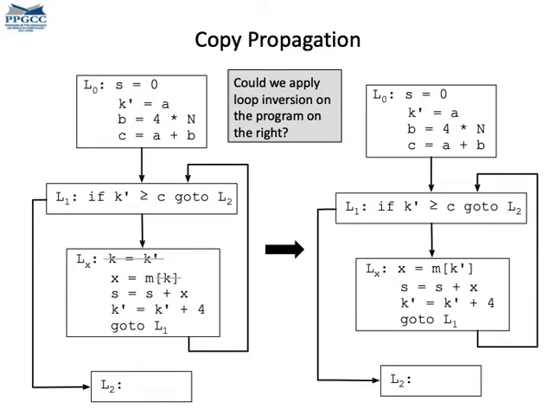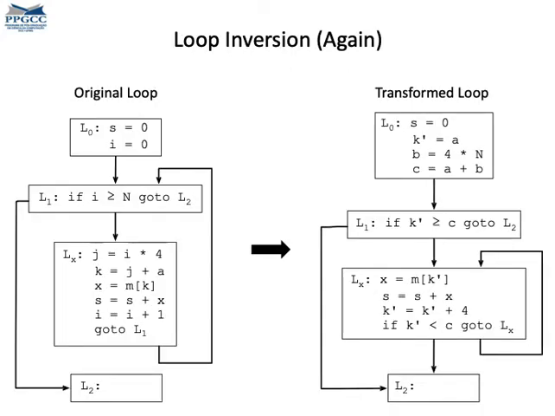How could we apply loop inversion in this program? Can you do it? That would save you one go-to, actually. So on the right, I have the program after loop inversion. We see that the branch now exists only at the end of the loop.